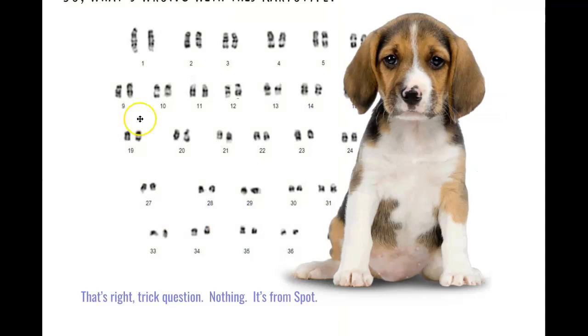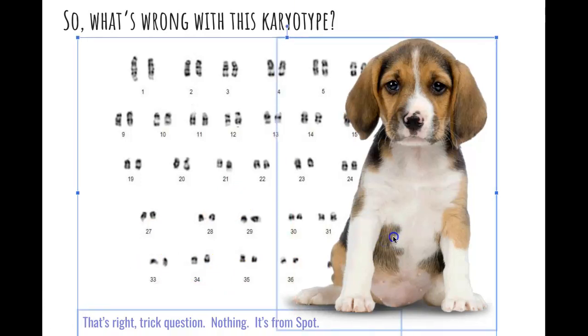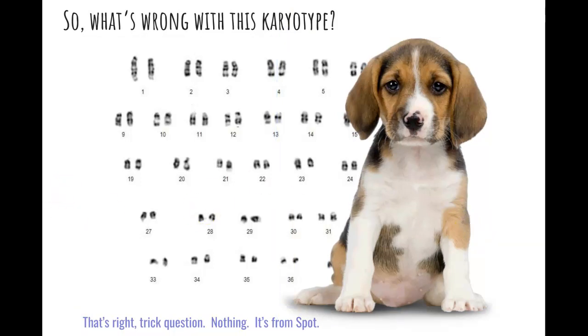If we look at this one, we've got 36. Here I've already included the fact that this is one from a dog, and so different species have different numbers of chromosomes in their cells. Humans have 23 pairs. Here, when it comes to dogs, they have a different number of chromosomes.